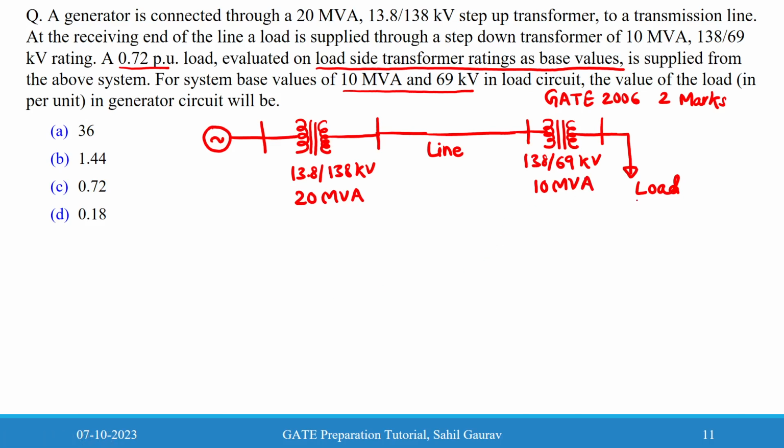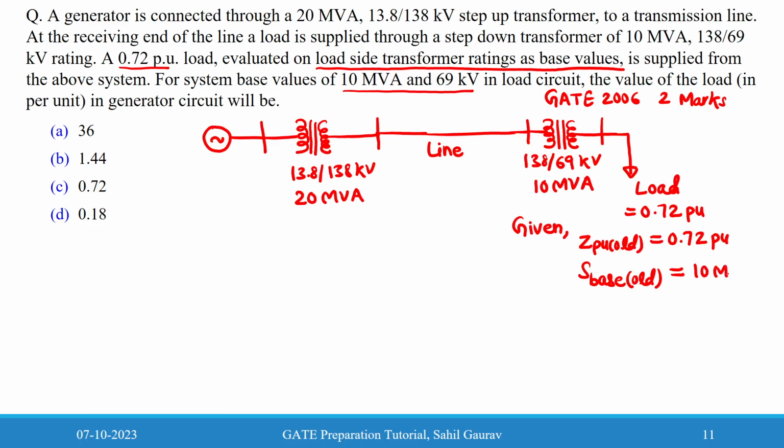This load is given as 0.72 per unit at the base quantities. So we can say that the given values are Z per unit old is 0.72 per unit, S base old is 10 MVA, and V base old is 69 kV.